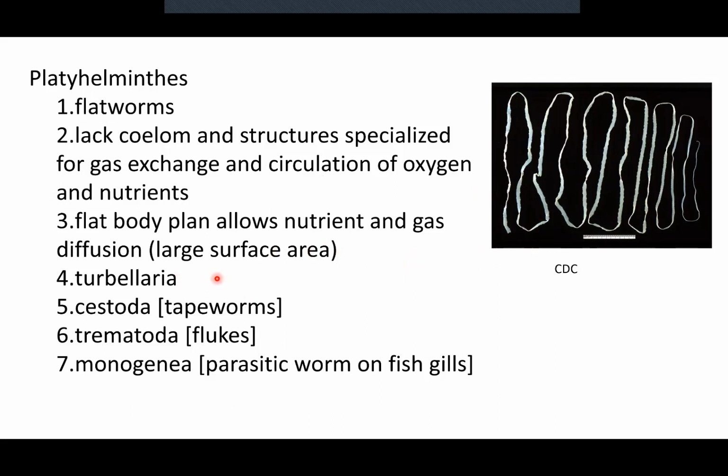And here we have some organisms within Platyhelminthes. We have Turbellaria. We've got the tapeworms, which are parasitic, the flukes, and the monogeneans, which can be found on fish gills.